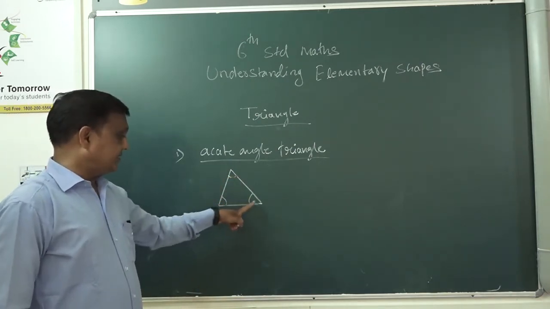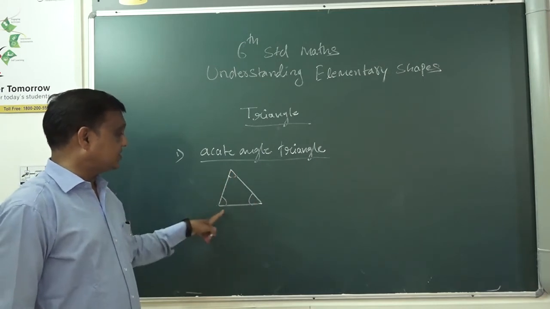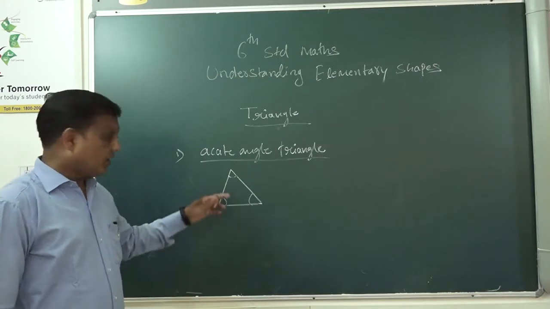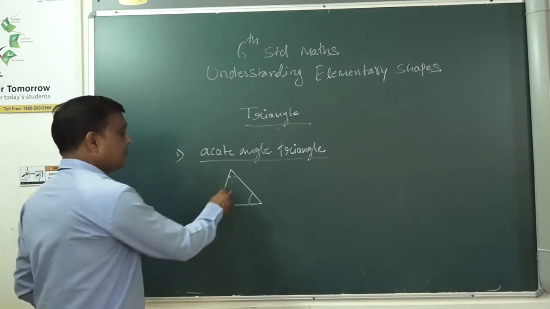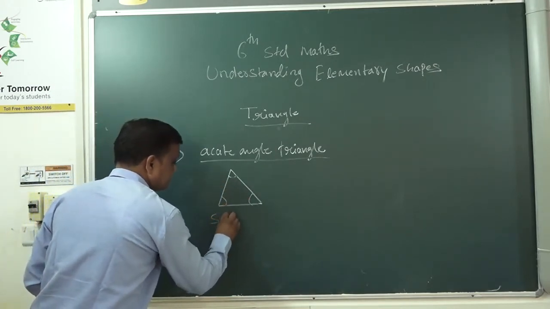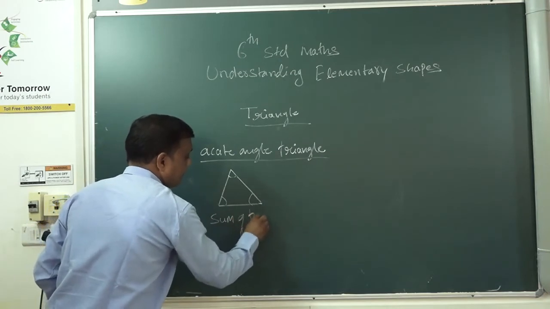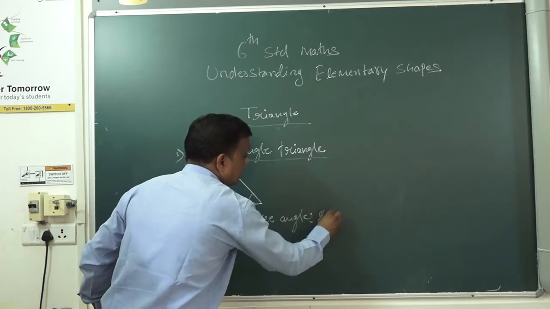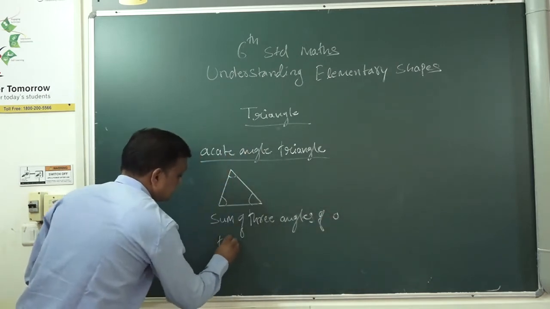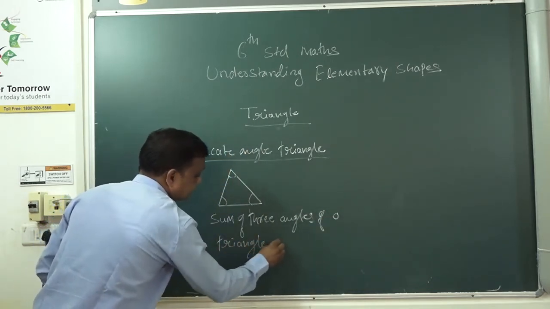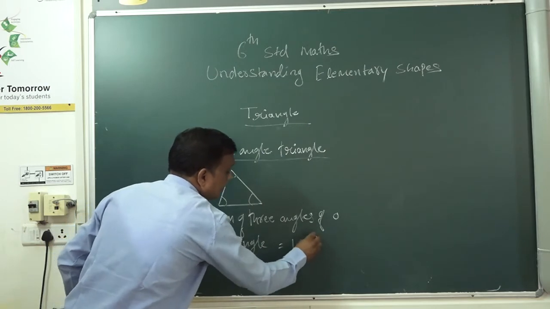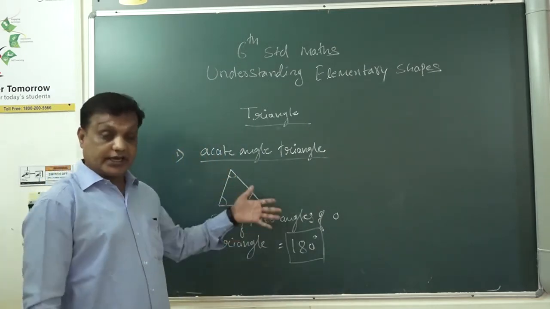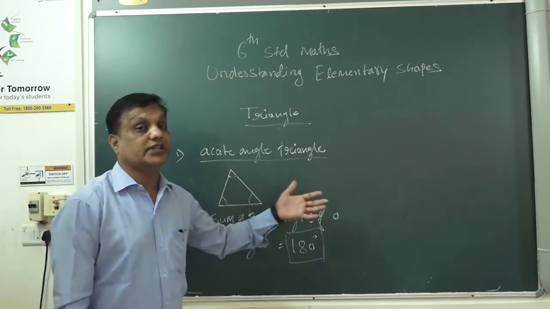This is less than 90, this is less than 90, this is less than 90. So this type of triangle is called an acute angle triangle. Now the sum of three angles of a triangle, how much? 180. If you take any triangle, acute angle triangle or obtuse angle triangle, right angle triangle.